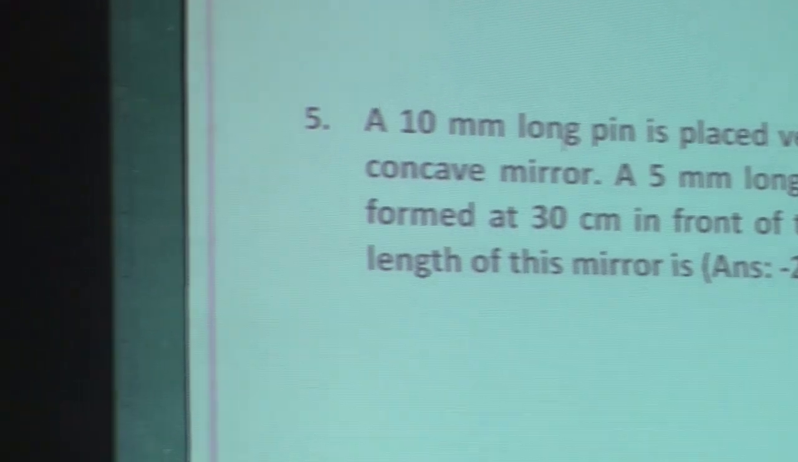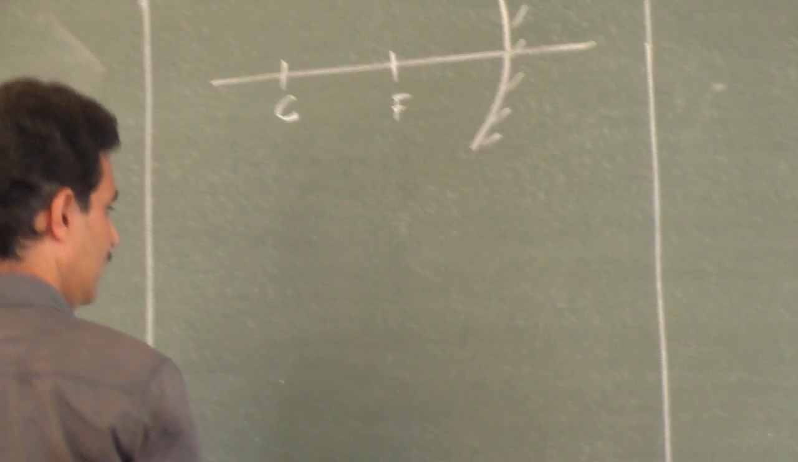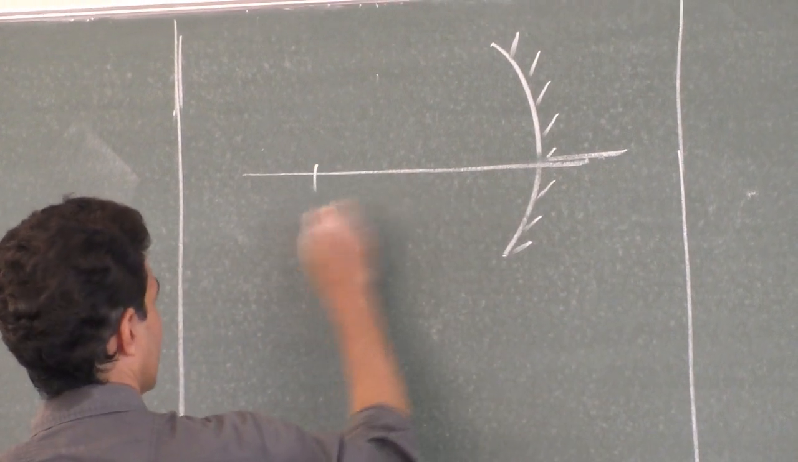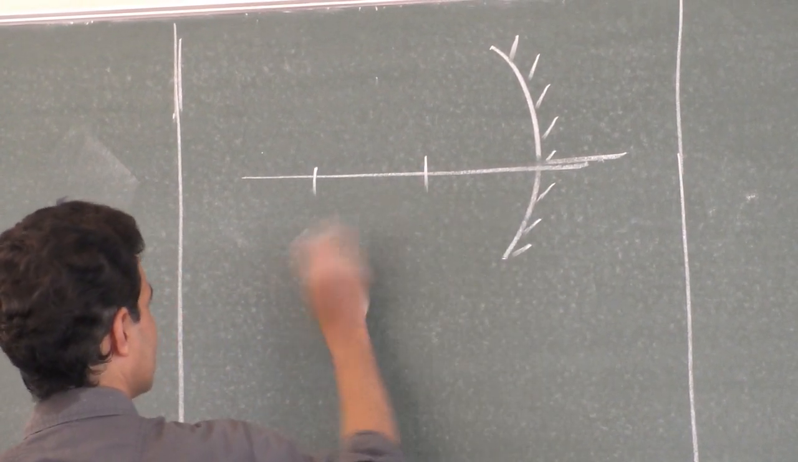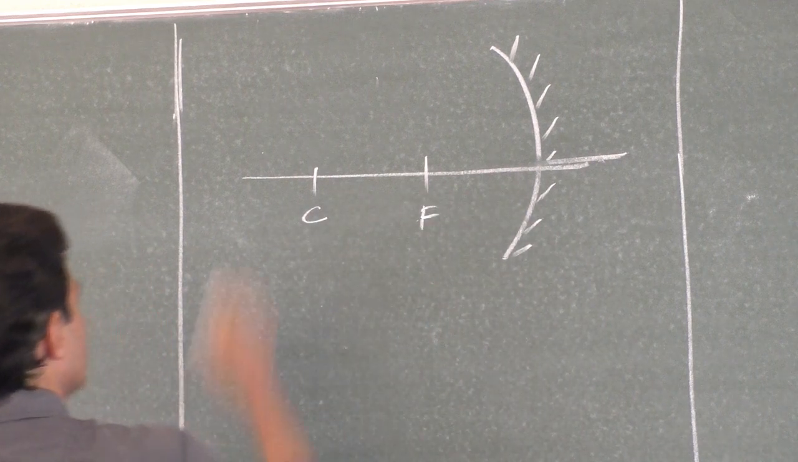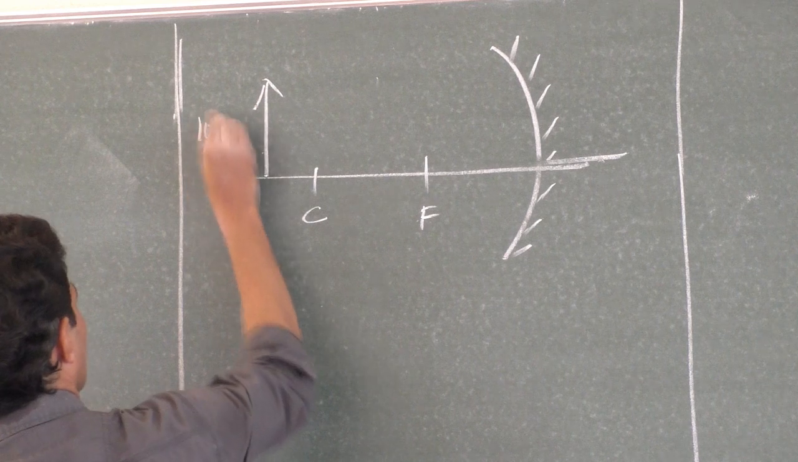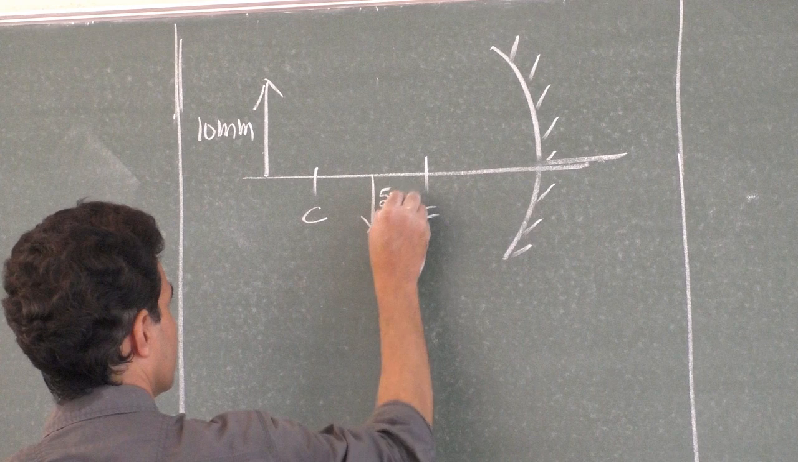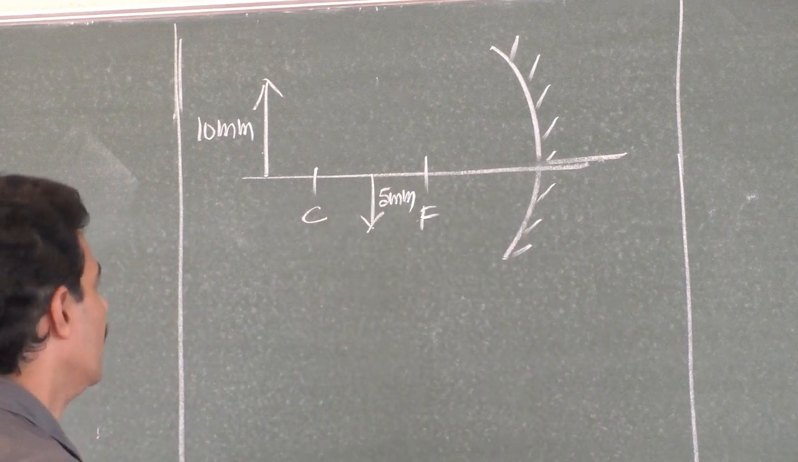Now a 10 millimeter long pin. With the knowledge of the theory we have, this is the focus, this is the center. The 10 millimeter long pin is placed in front of the concave mirror. Place the concave mirror in such a way that the light travels along the plus x-axis, and this is the center, this is the focus. The object is 10 millimeter long and should be away from the center; the image is smaller, 5 millimeter. So these are all the things we know.